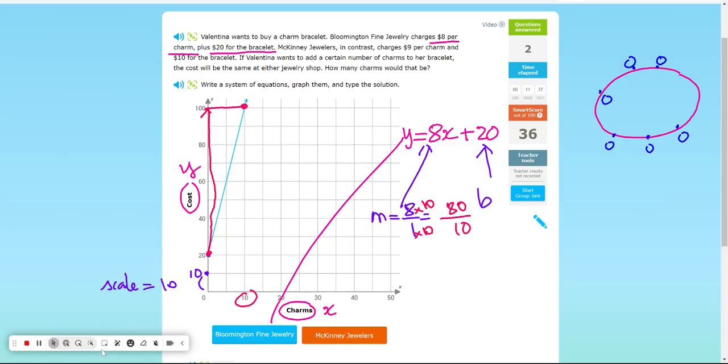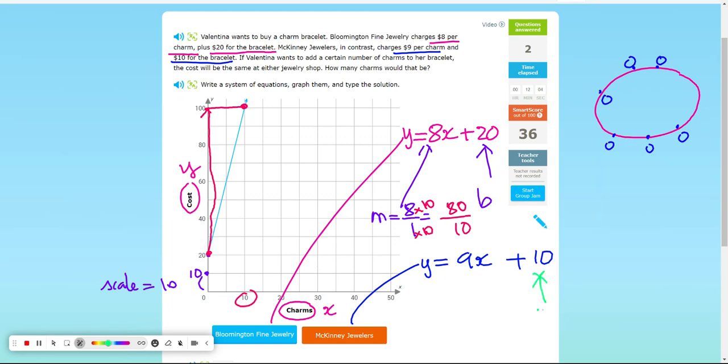Okay, so let's go and find the equation for Mackenzie. So right here, Mackenzie. Y equals. So let's see how much Mackenzie charges: $9 per charm, so that 9 goes in front of x, and the price list is only $10, so $10 right here. Okay, so let's go and graph this. So here we go.